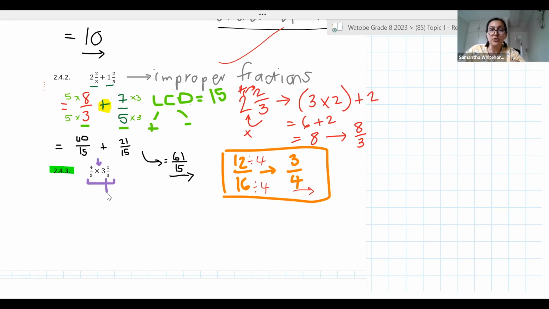Again, the first thing I want to do is convert this mixed fraction. I'm not a fan of it. Let me just convert it to an improper fraction so that I can now do what I need to do. So quickly, either in the chat or you can raise your hand, what is 3 1/3 as an improper fraction?